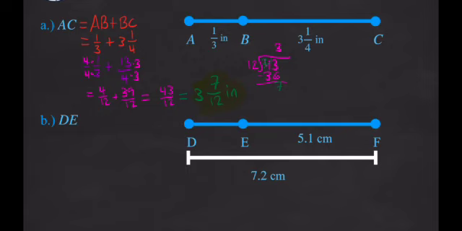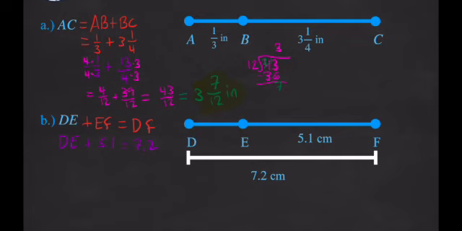Here's another example. In this example, we are looking for the length of DE. However, DE is not the total length of this line. It's a small section of the line. So we can say DE plus the other segment, EF, is going to equal the total segment, which is DF. Remember, adding two segments together equals a larger segment. Plugging the numbers in, we have no idea what DE is, so we have to find it. So DE plus EF is 5.1, equals DF, which is 7.2.